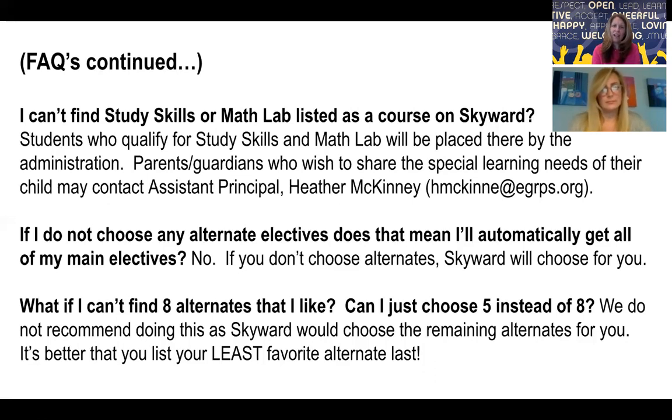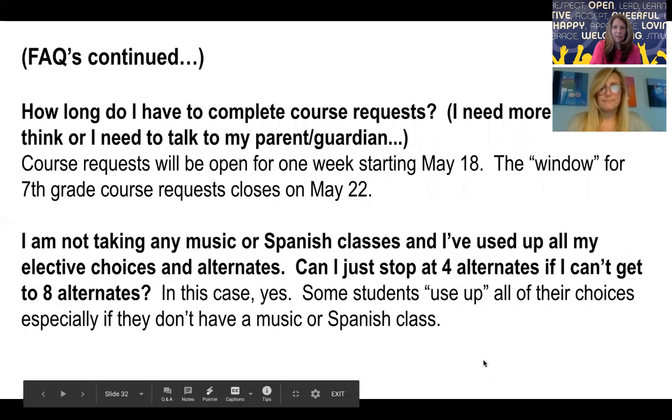What if I can't find 8 alternates that I like? Can I just choose 5 instead of 8? Nope, we really want you to get to 8 unless you're one of those students that does not have Spanish or a music. Then we would give you permission to stop a little bit early simply because you've run out of choices. Those are the only kids that should be stopping at less than 8. Great. All right. I think these are our last 2, right?